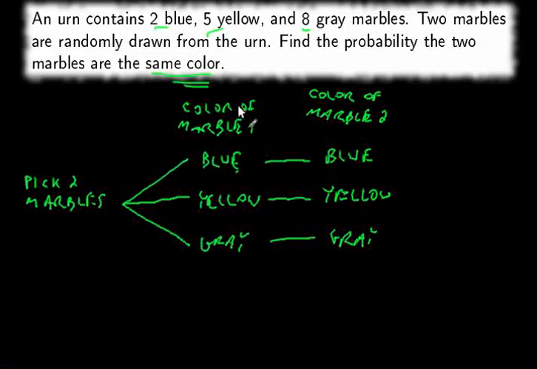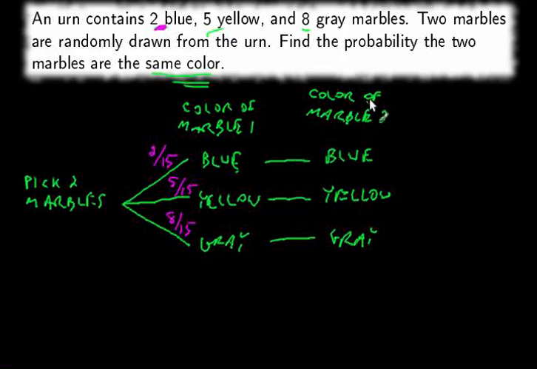So on the first draw, color of the first marble, the probability of getting a blue is 2, because there are 2 blue marbles, divided by 15, because there are a total of 15 marbles. 2 plus 5 plus 8 make 15. So the probability of blue on the first draw is 2/15. The probability of yellow is 5/15. The probability of gray is 8/15.